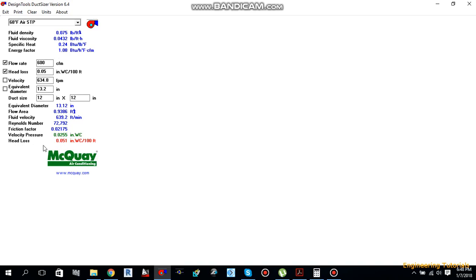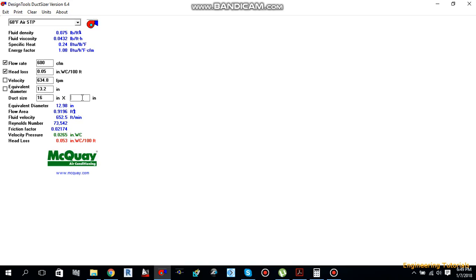But one thing more you need to see over here, this is the calculated head loss, that is 0.05 inches of water column per 100 feet. And what is our specified? 0.05. So just keep in mind this calculated head loss should be less than our specified head loss. So we still need to change the duct size over here. So what we will do, we'll change this to 14. Let's say 14 by 10. 0.05 is still more than this, so we'll change this to 16 by 9. So we don't want an odd number, as I told you before. Standard, we have to give even numbers.